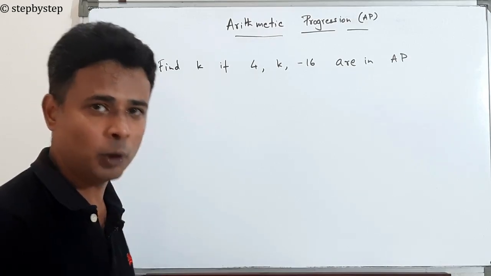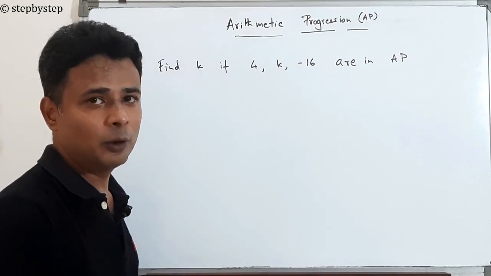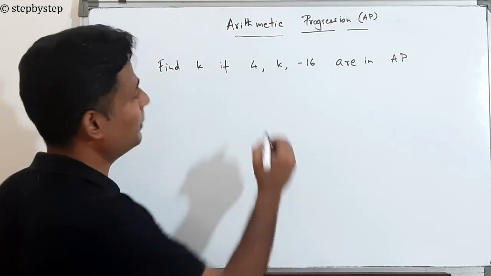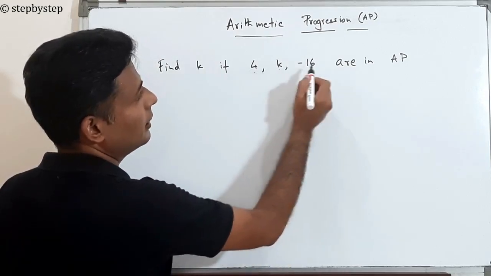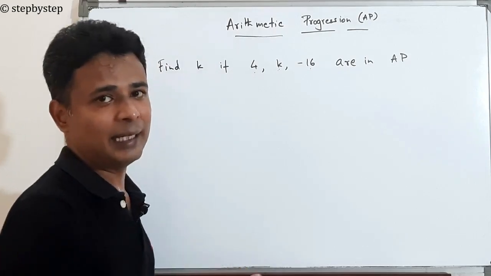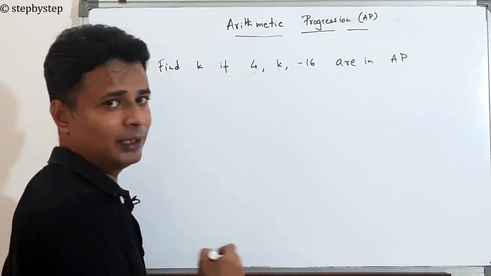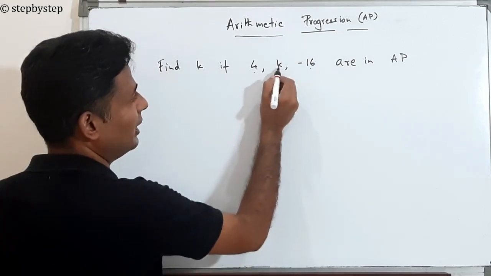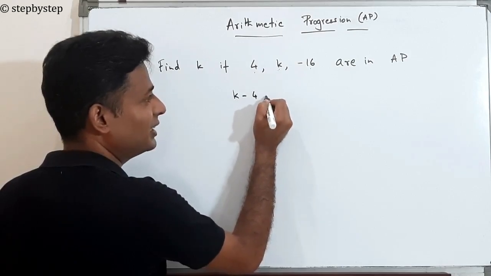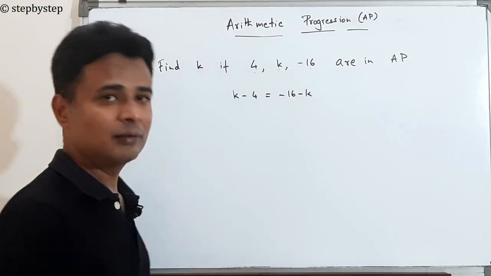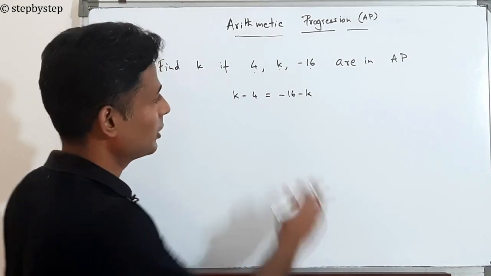Alright, I hope you had paused the video and thought of it. The equation will be, see, these are 3 terms of an AP, which means what? This minus this and this minus this will be same. This minus this will give us D and this minus this also will give us D. So how do I form the equation? K minus 4, which is D, will be equal to minus 16 minus K. Very simple. So I got an equation.